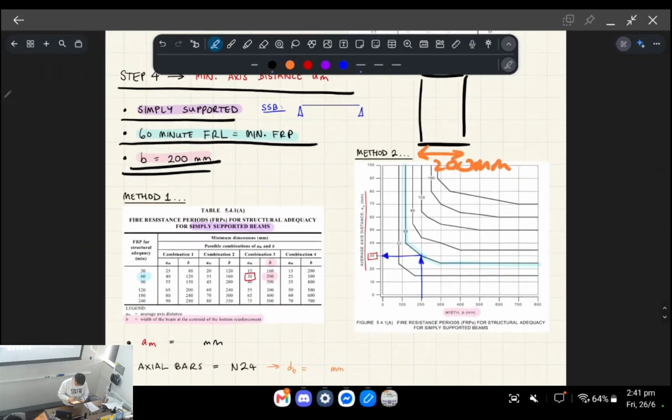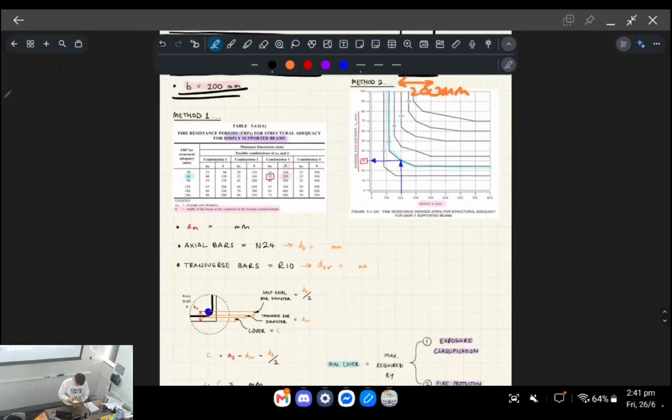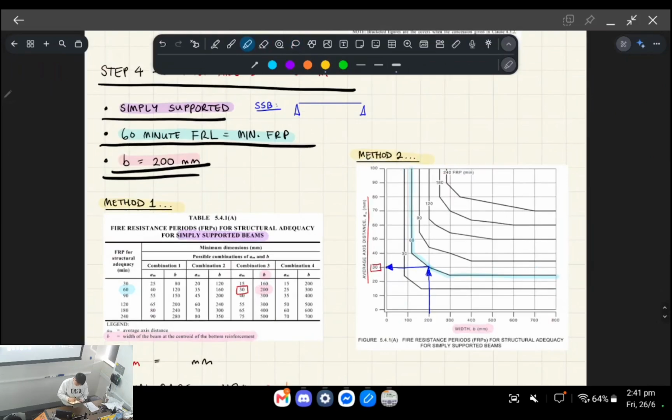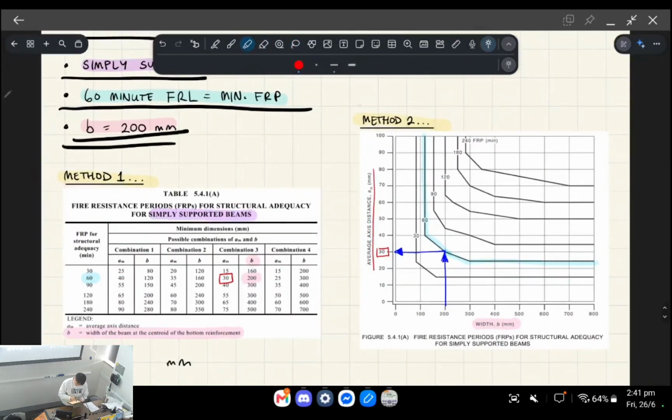Okay, so I've written here, sorry, I'm going to delete this real quick so it's clearer. I've written here method 1 or method 2. As you can see, you can either use the table on the left or the graph on the right. Either way will get you the correct answer. So let's do it through reading the table first, okay?